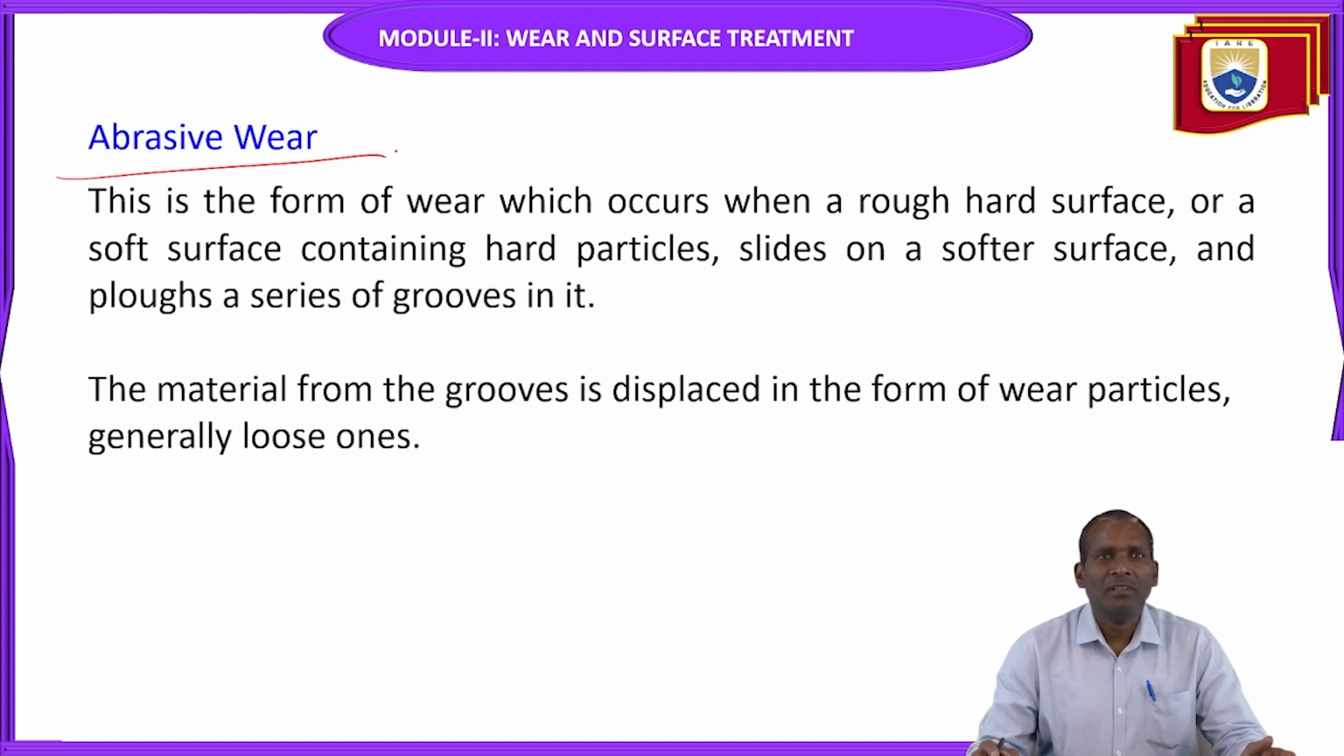Next, abrasive wear. This is the form of wear which occurs when a rough hard surface, or a soft surface containing hard particles, slides on a softer surface and forms a series of grooves in it. So when two surfaces are in contact, one is a harder surface and the other is a soft surface containing hard particles. When it slides on the softer material, then there is wear.